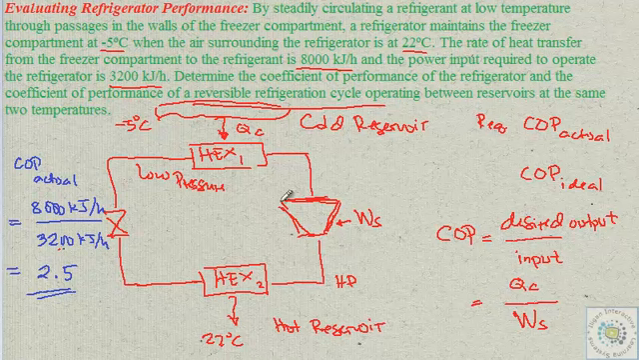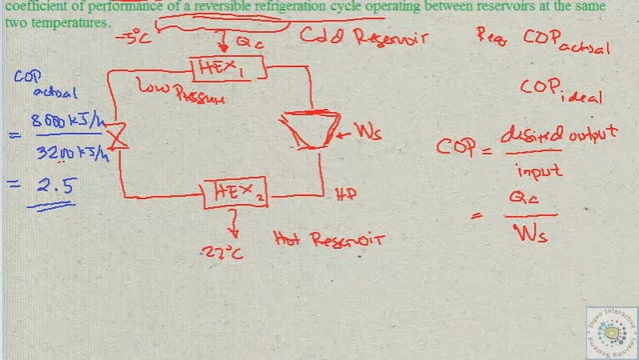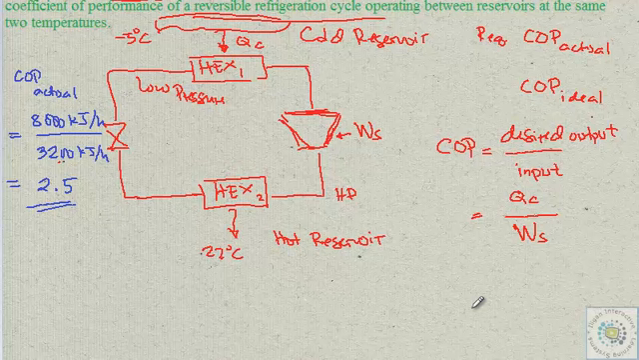Now the second question is, what if you have a refrigeration cycle which is ideal, which in that case operates reversibly? What will be its COP? Well, if you talk about ideal, then you can perhaps refer to a Carnot refrigerator.